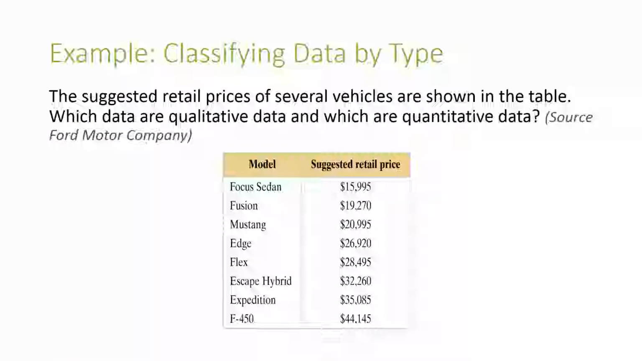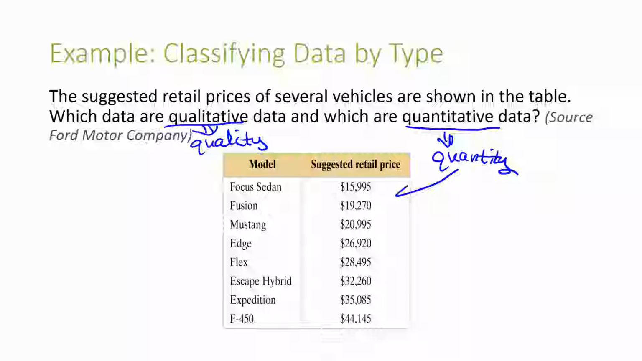So here we have two columns, one the model of a car, and the second the retail price. And we want to separate which column is qualitative and which is quantitative. So remember, qualitative lists qualities and quantitative lists quantities. It's where they get their names. So quantities are numbers, which we have over here, whereas qualities are more like words or descriptor categories, which is what we have in the left column. So the model would be qualitative and the price would be quantitative.